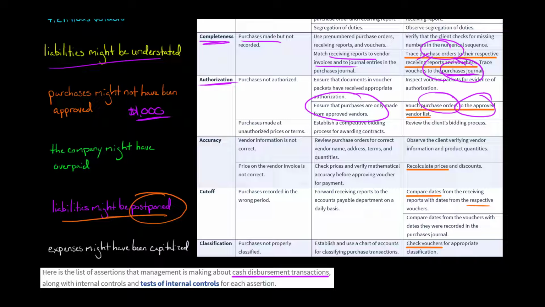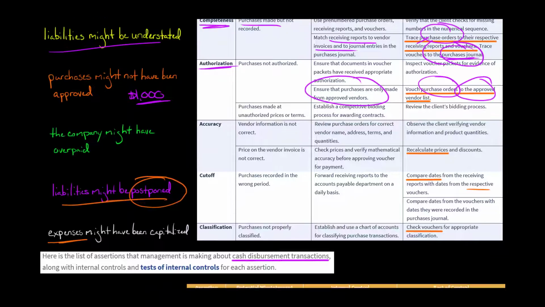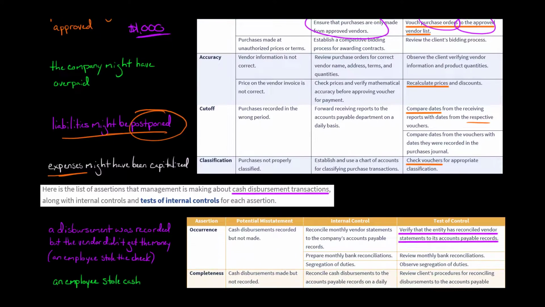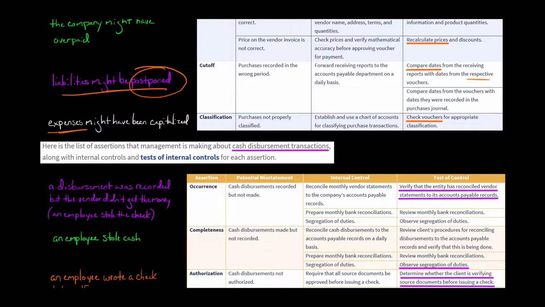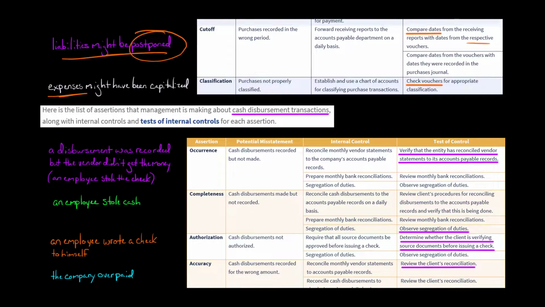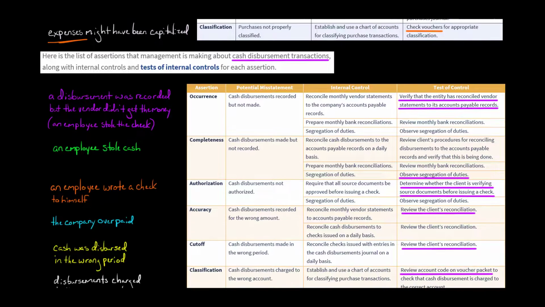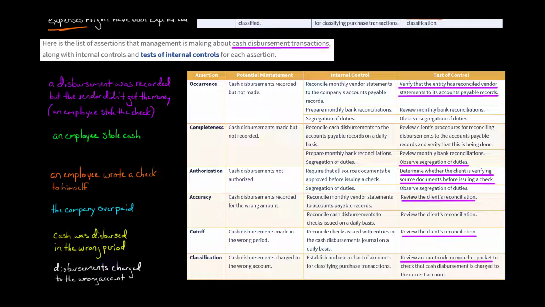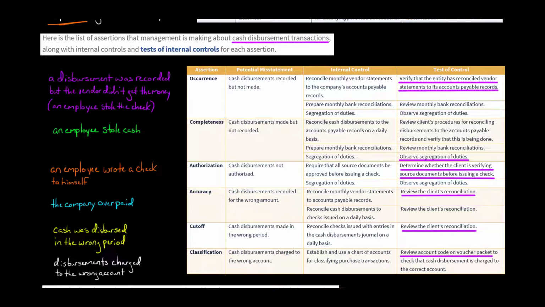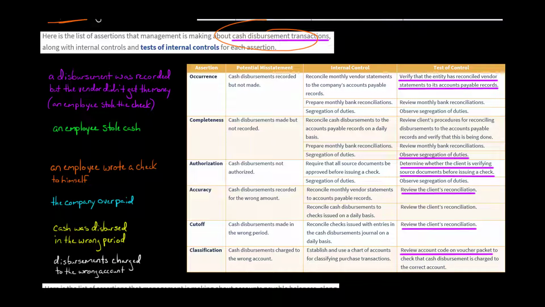So what can the auditor do? Check vouchers and look at the account codes and see, okay, was this properly classified? Maybe this should have been an expense when it was categorized as an asset. Now, that's a list of assertions, internal controls, and auditors' tests of controls for purchase transactions. So next, we're going to discuss cash disbursement transactions, okay?